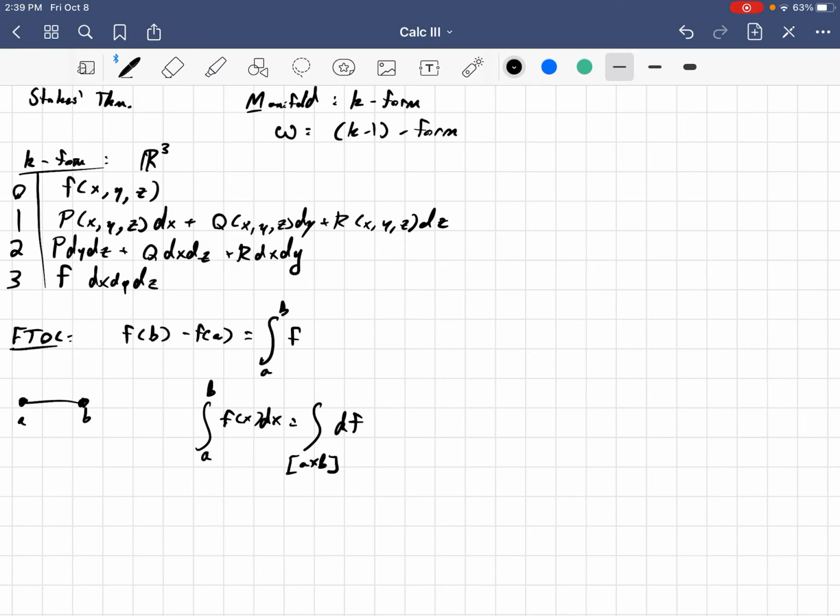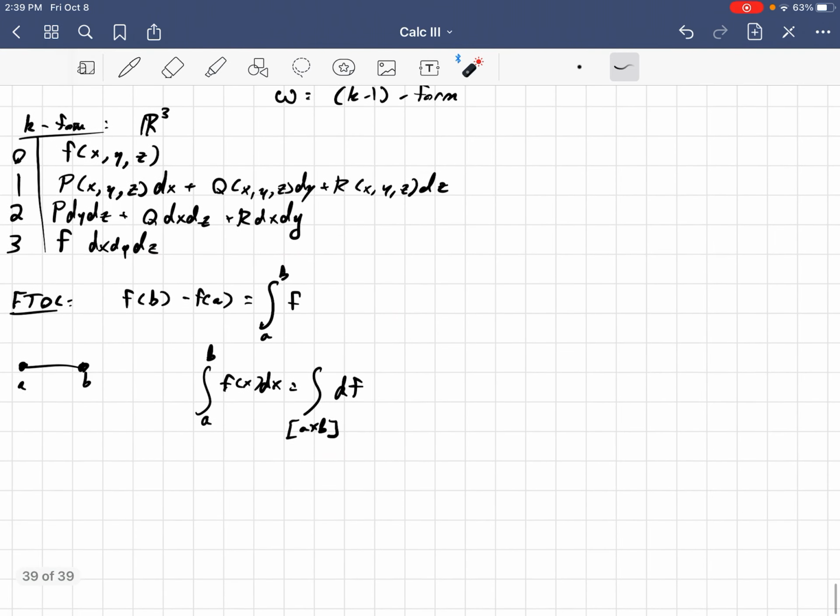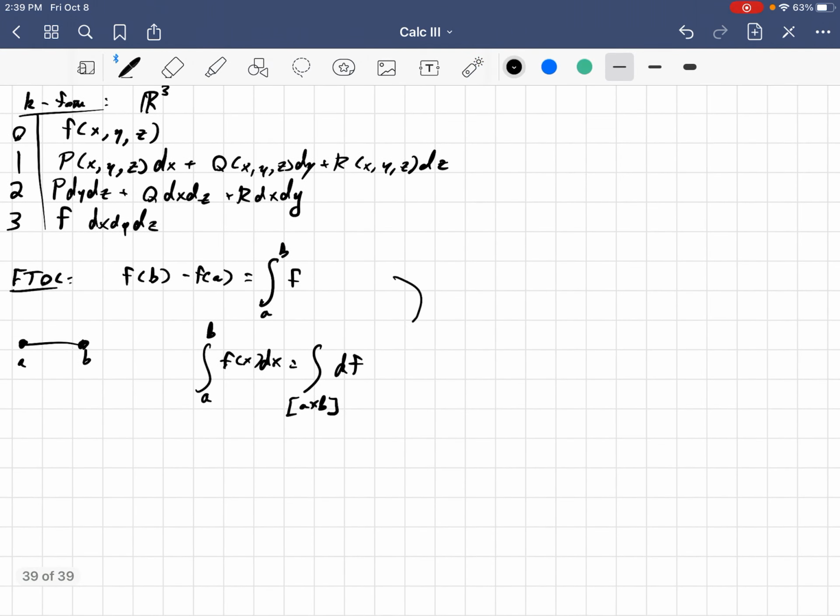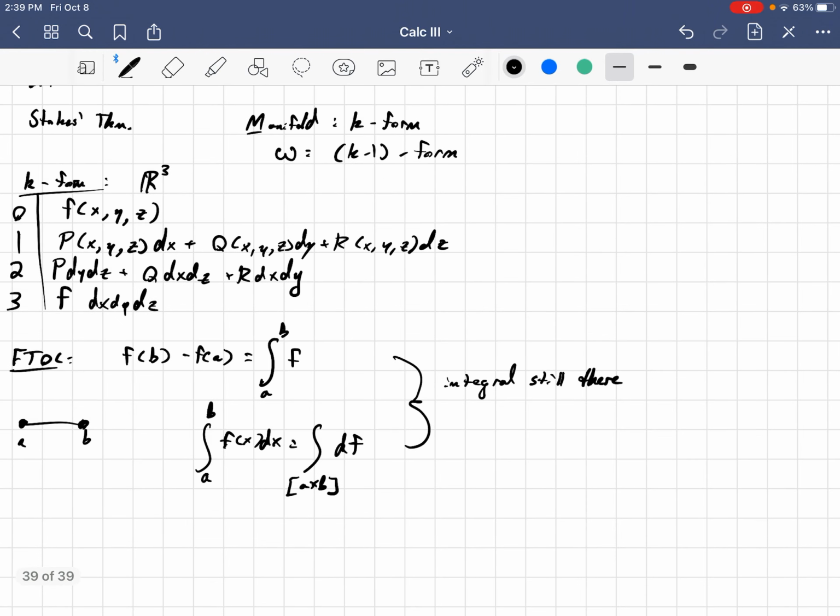And now one thing I'd like you to notice, and these are of course both equivalent statements of Stokes' theorem, is that what's really happening here is that the integral is still there, right? In general, the integral doesn't really go away. It's like when we're taught the fundamental theorem of calculus in a Calc 1 or Calc 2 class, we think of the derivative and the integral as being the opposite of one another. But this is really only the case when we have a zero form in R1. In general, the integral and the derivative are not the opposites of one another.